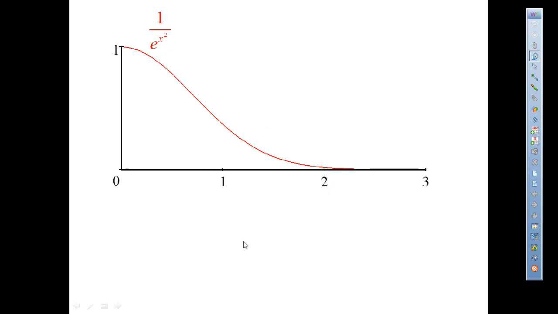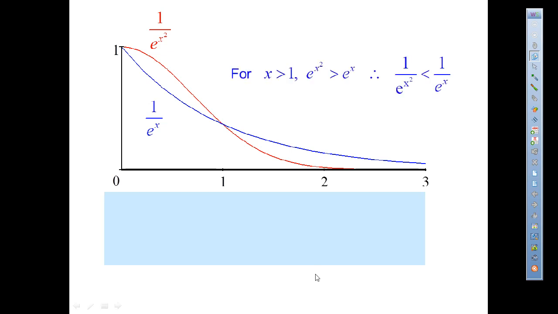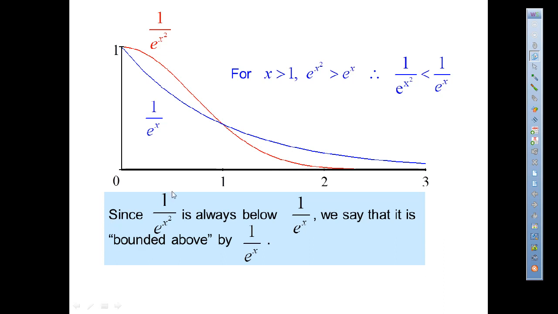So there is 1 over e to the x squared, and 1 over e to the x looks like this. If we know that the blue line converges as we find the area under the curve from 1 to infinity, what do we know about the red line, considering the fact that it's going to get lower much faster? Since 1 over e to the x squared is always below 1 over e to the x, we say that it is bounded above by 1 over e to the x.